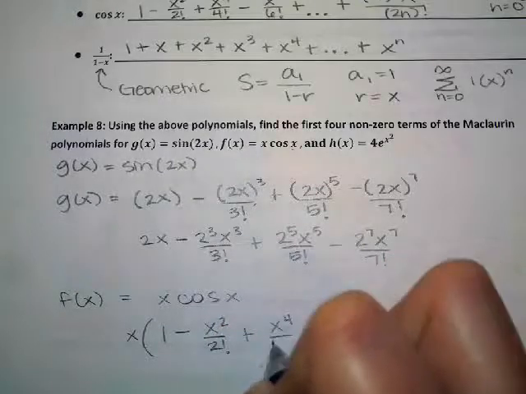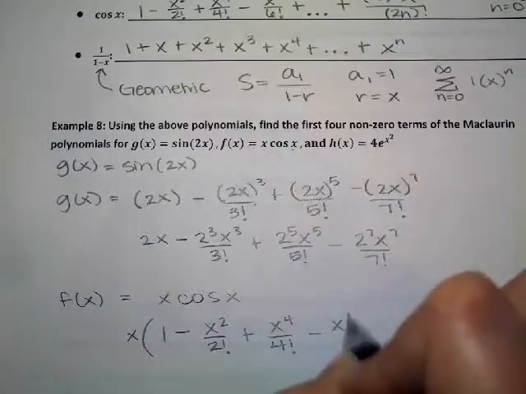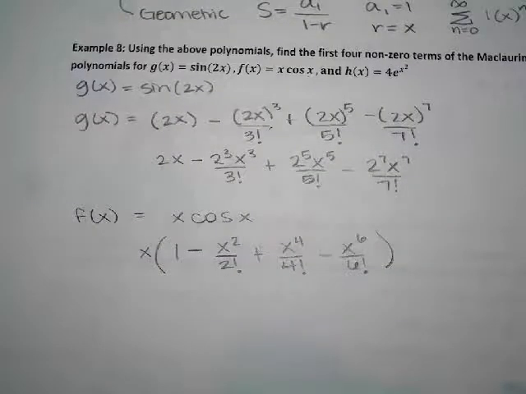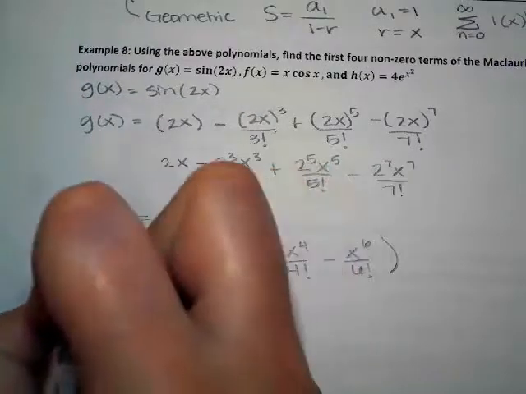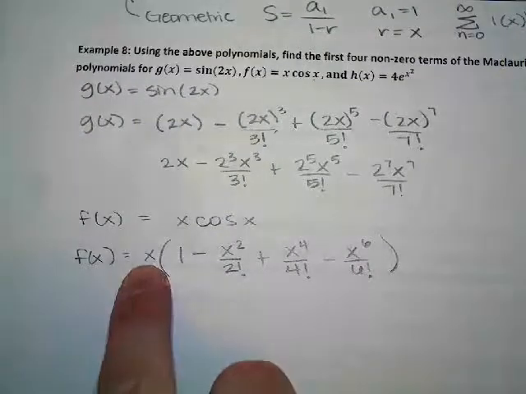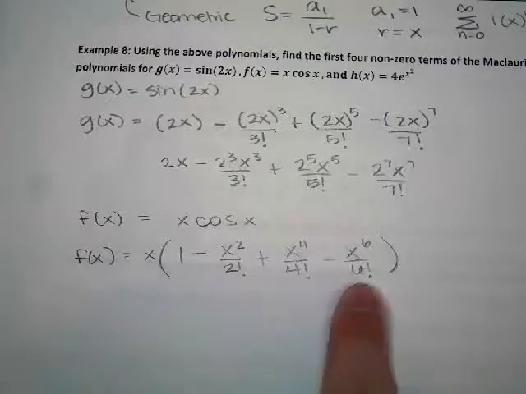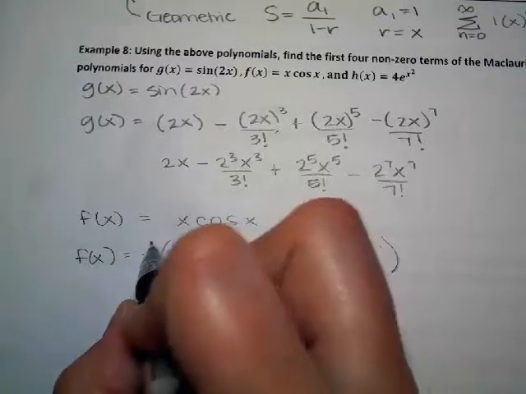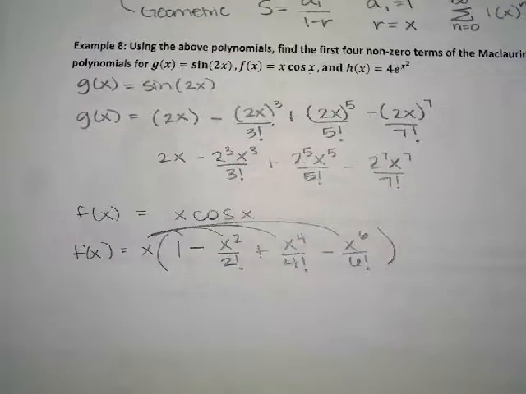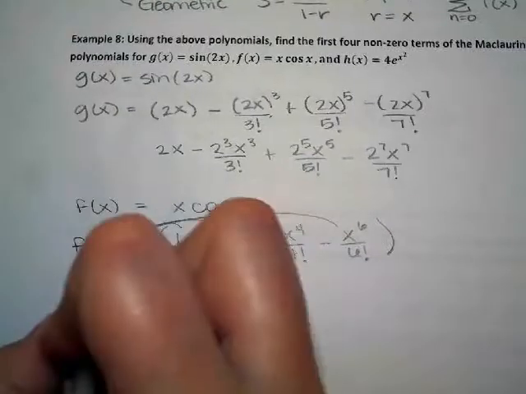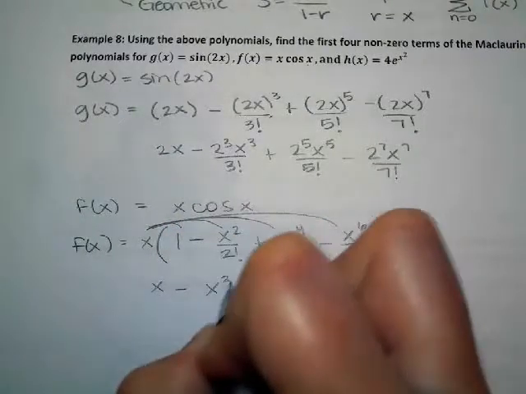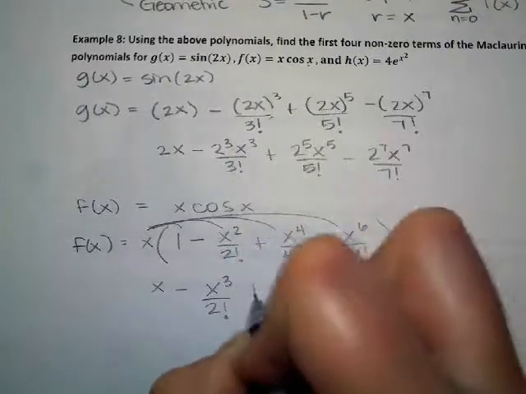X times cos x. And then I'm going to take that x and I'm going to distribute it inside. So distribute. And I get x minus x to the 3rd over 2 factorial plus x to the 5th over 4 factorial minus x to the 7th over 6 factorial.